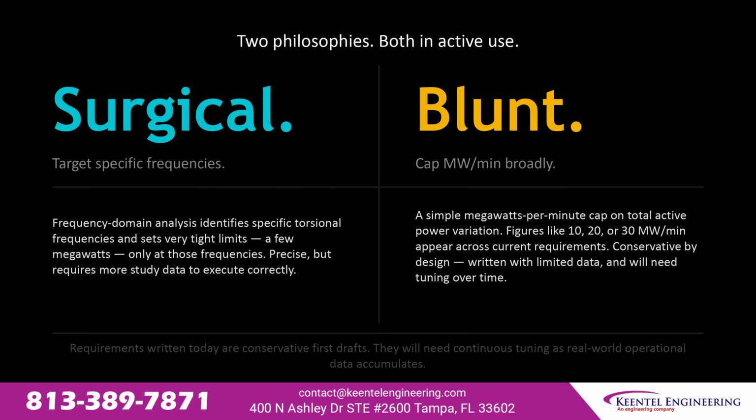2 approaches to setting load variability requirements, both in active use. Surgical: frequency domain analysis identifies specific torsional frequencies and sets tight limits, a few megawatts only at those frequencies. Precise, but requires more study data to execute correctly. Blunt: a simple megawatts per minute cap on total active power variation. Figures like 10, 20, or 30 megawatts per minute appear across current utility requirements. Conservative by design, written with limited data, and will need tuning over time. Neither is wrong. Requirements written today are conservative first drafts. They will need continuous tuning as real-world operational data accumulates.